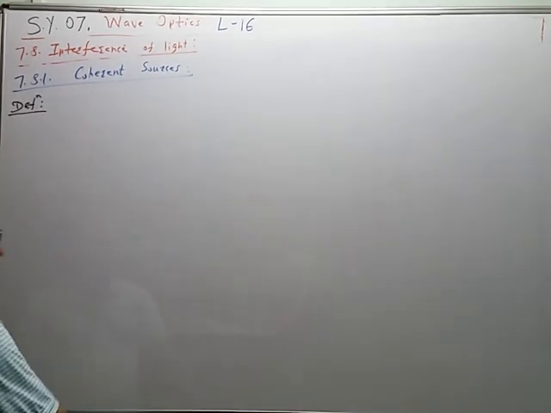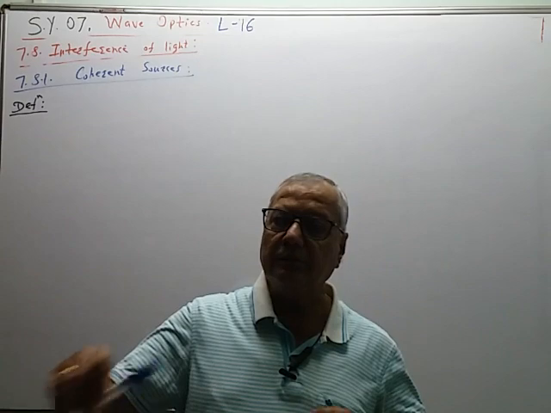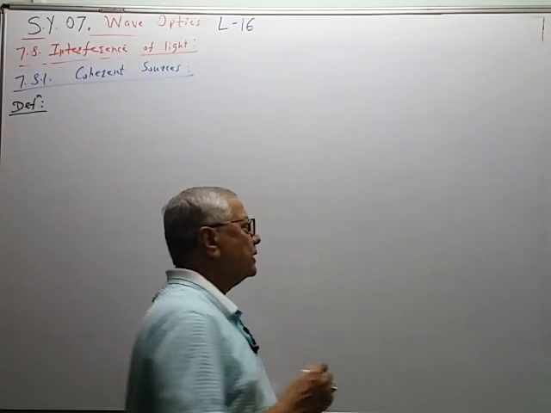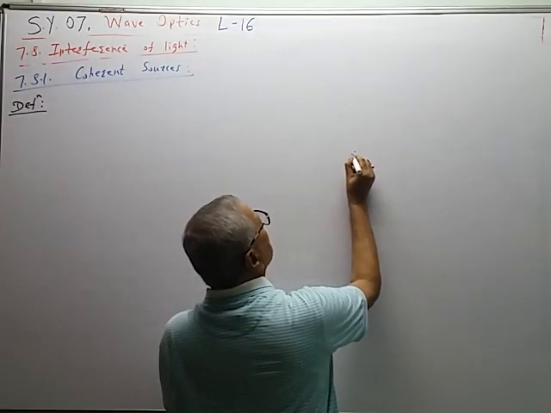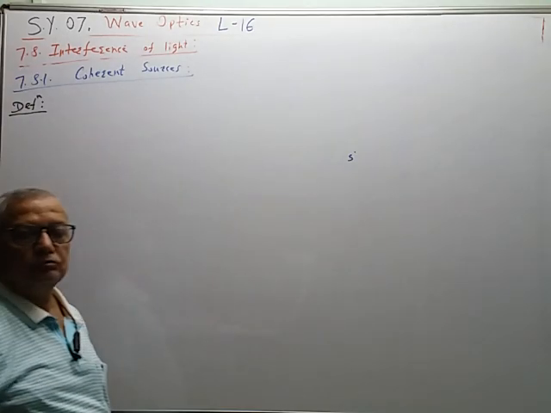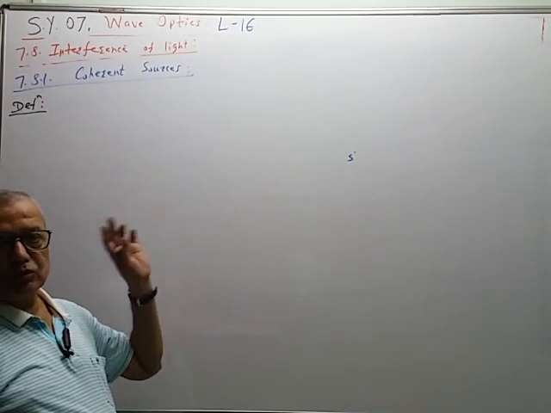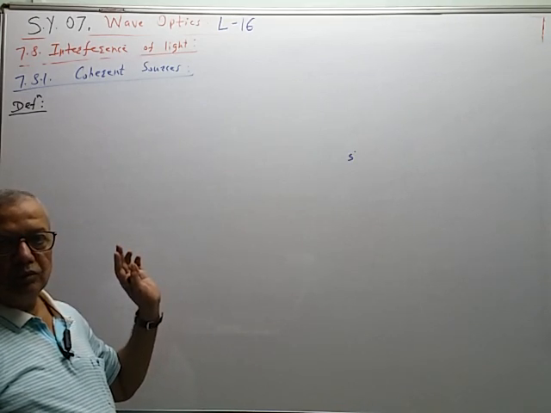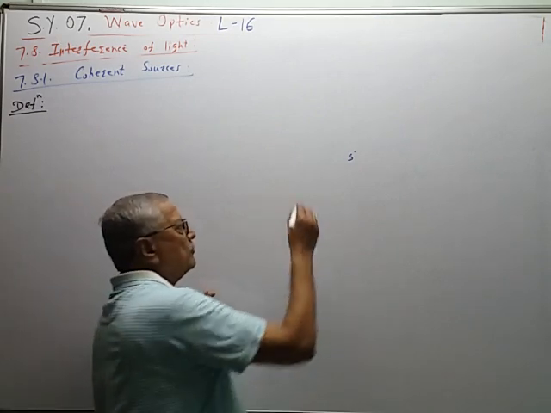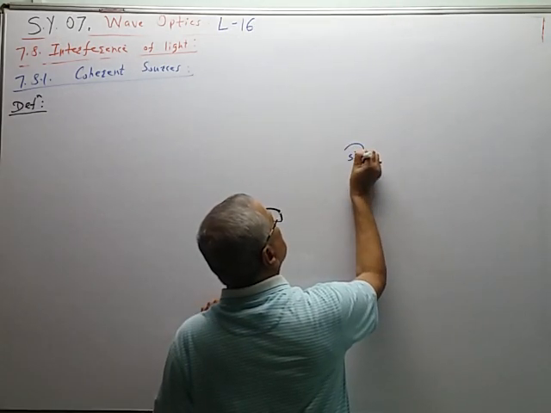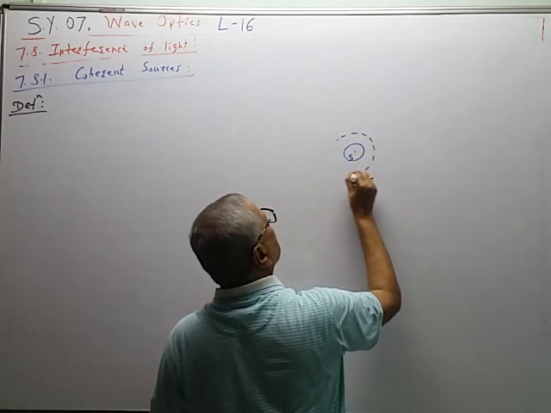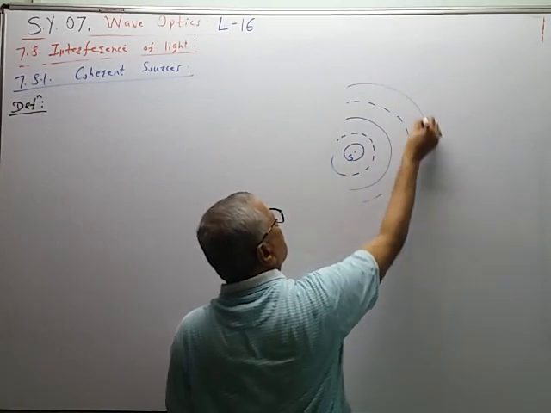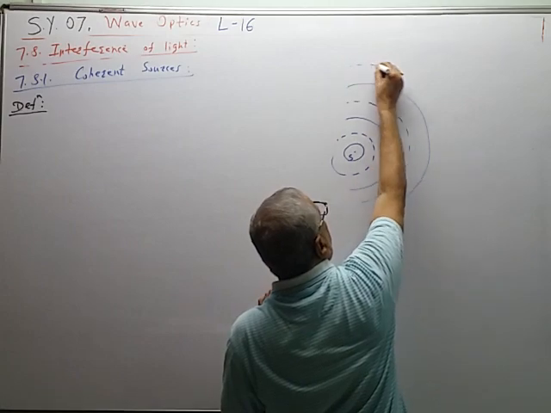Now in the initial part of this chapter, we have seen the meaning of secondary sources, secondary waves in Huygens principle, and we have taken this example. Suppose this is a primary source, point source kept in homogeneous air medium, so it will produce the waves, spherical wavefront. So this is the circle of crest, circle of trough, circle of crest, circle of trough, etc.